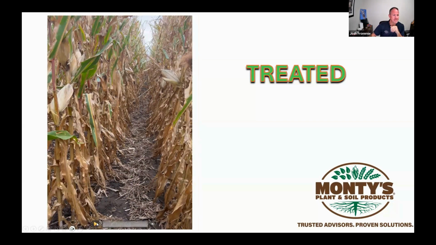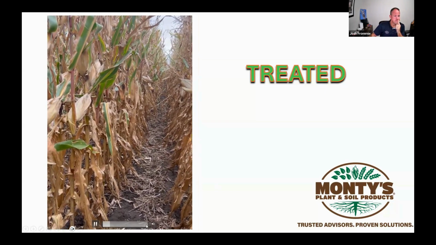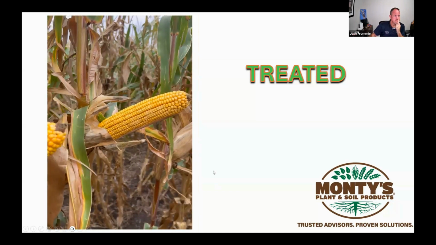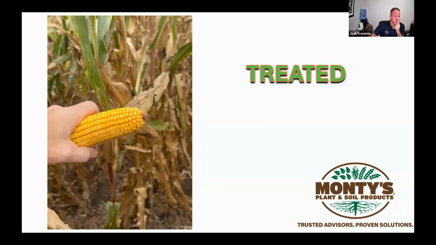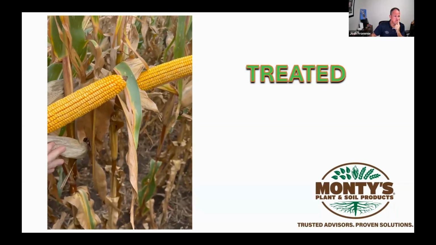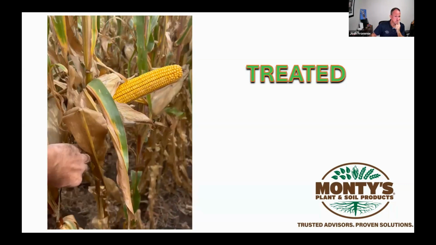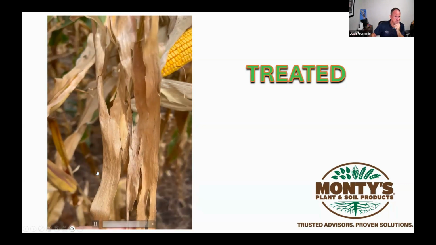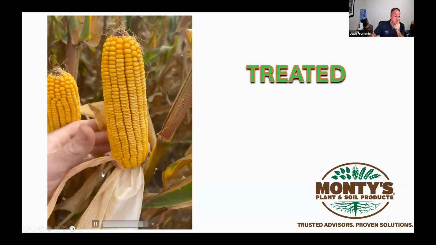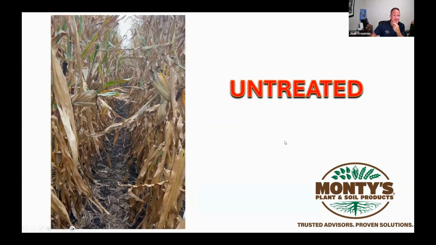Sorry about that. I played the same one over again. Here's another section in the treated side. And then here's the untreated side of things.